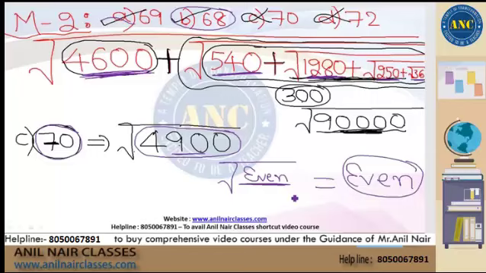First thing is, I hope the audio is clear right now for you people. First point is, the easiest number is 70. The square root of which number is 70? 4900. 4600 plus something should give you 4900. This entire value should be 300. That means inside this square root, this entire value should be 90,000.